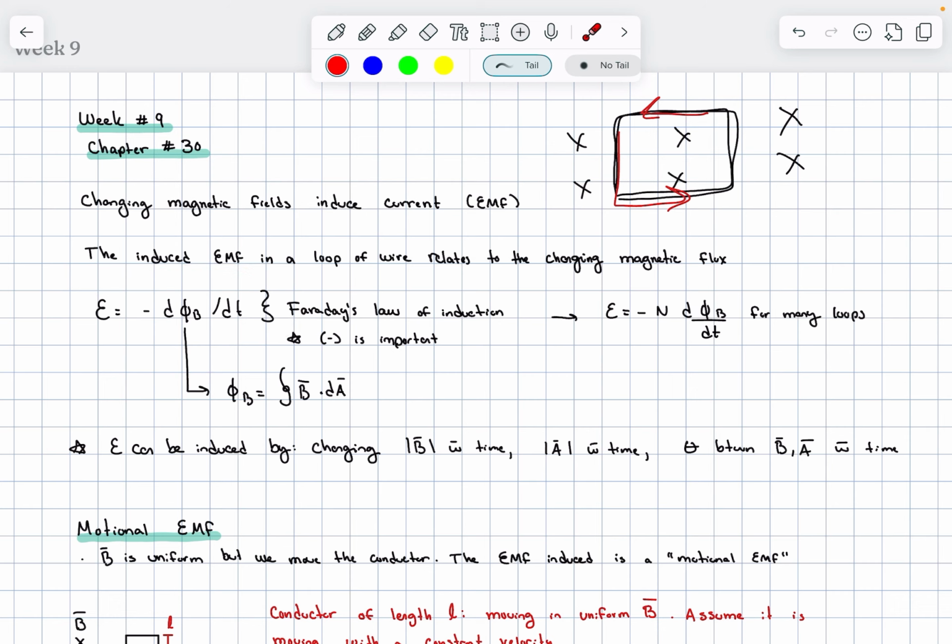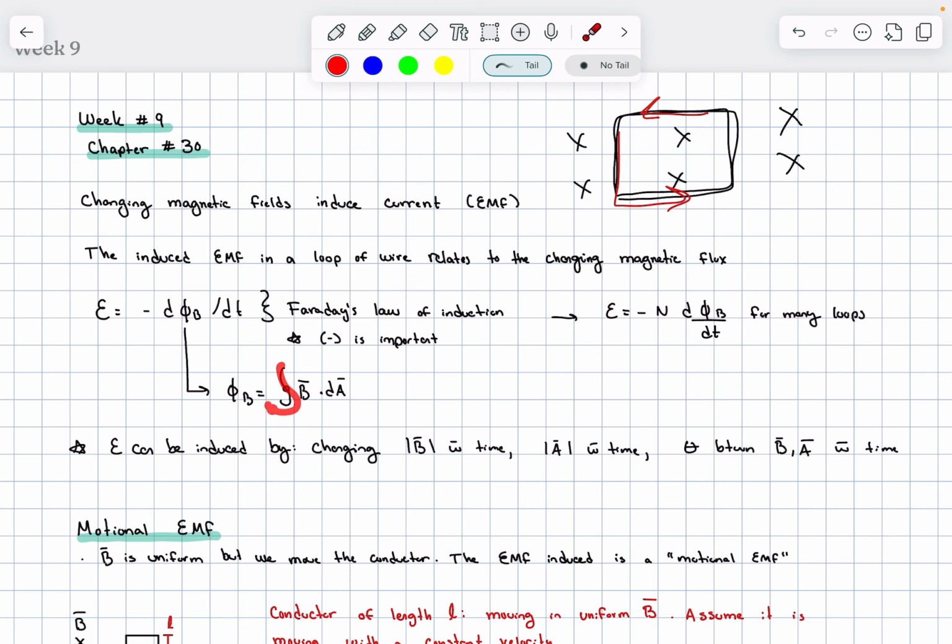Here it says the induced EMF in a loop of wire relates to the changing magnetic flux. E is the EMF, and it is equal to negative. The negative sign is known as Lenz's law, and we're going to talk about that later. Then we have the derivative of the flux with respect to time, where, hopefully you remember, the magnetic flux is defined as how many field lines we have going through this square here.